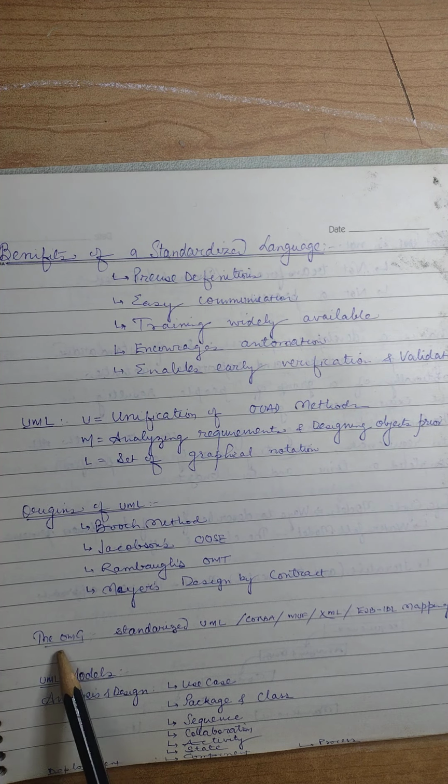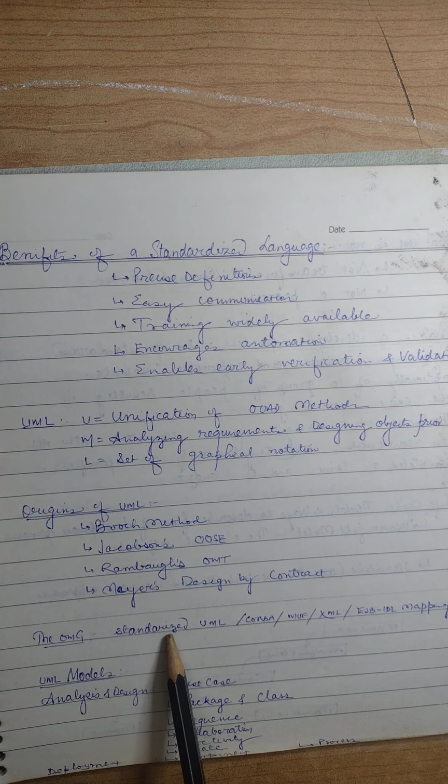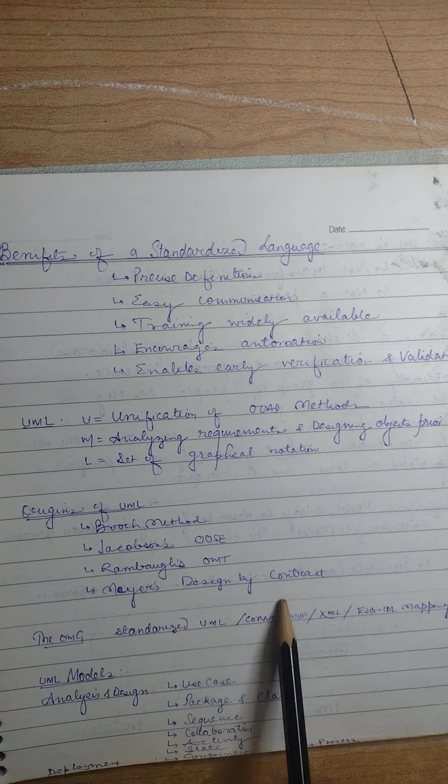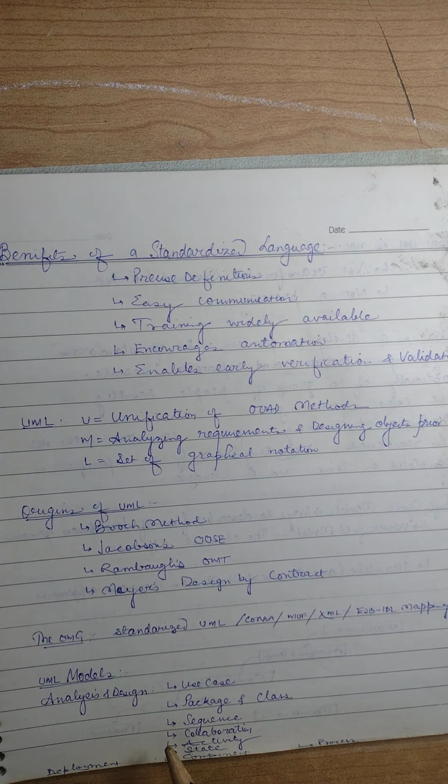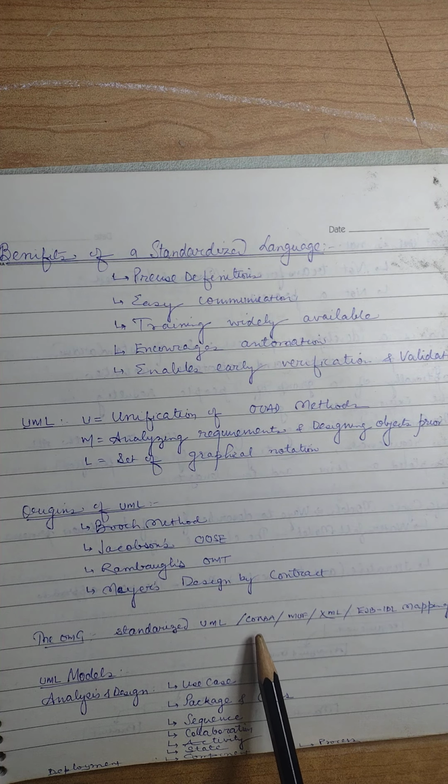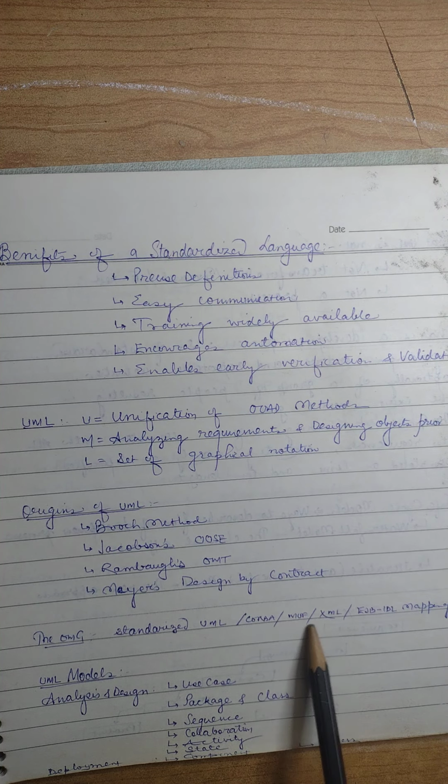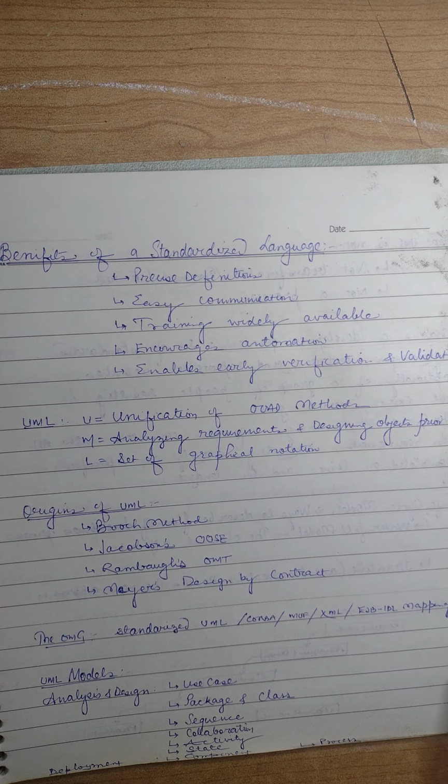Now what is OMG? Not oh my god, this is Object Management Group. I think this was a group of people or an organization which standardized the unified modeling language. There are a few more concepts, such as CORBA, common object request broker architecture, and all these things are there, but I will not talk about those. XML is extensible markup language, right? So all these things are there. I will not talk about that.